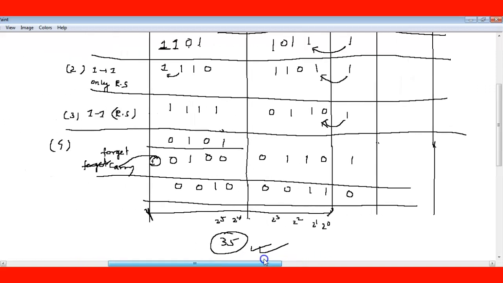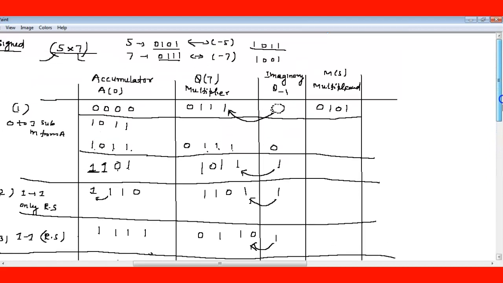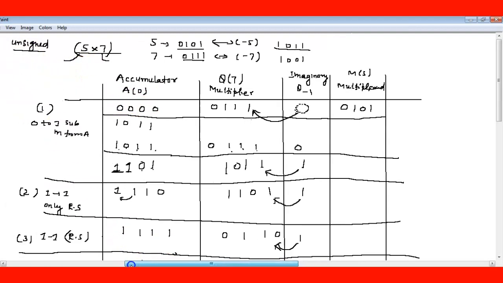both algorithms. Okay. So if any doubt is there, you can comment it down, and if any confusion is there, I will solve some more problems based on this. So now again consider if a question is given 5 into 7, 5 into minus 7. With negative numbers we will check whether this is working or not.